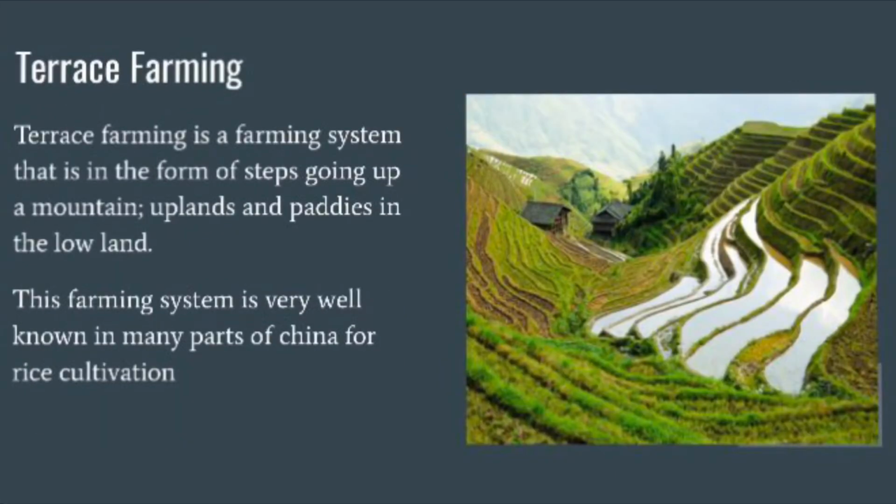Terrace farming is a farming system in the form of steps going up a mountain, with uplands, and paddies in the lowlands. This farming system is very well known in many parts of China for rice cultivation.